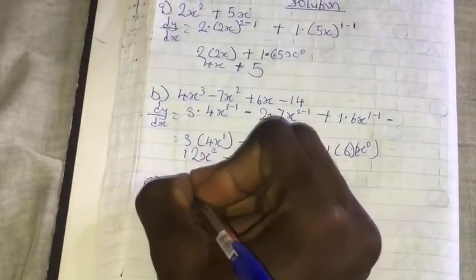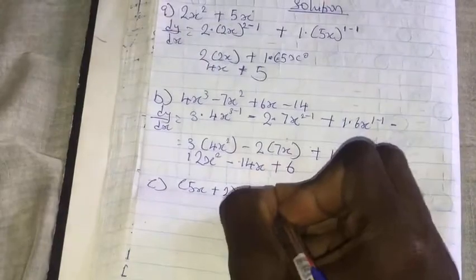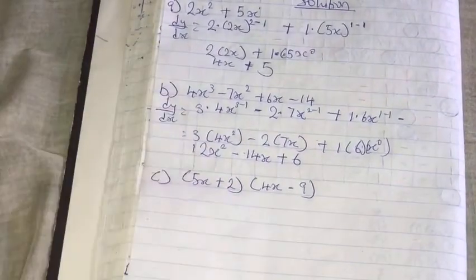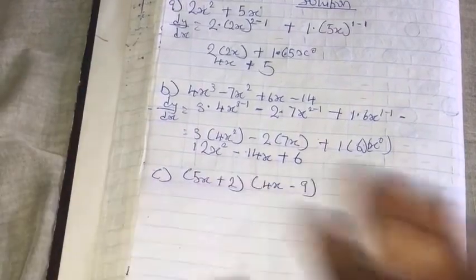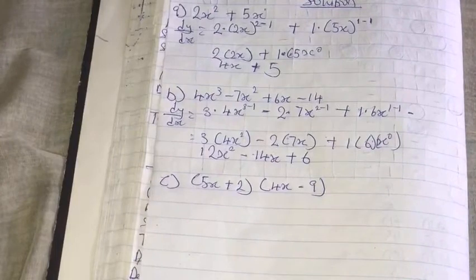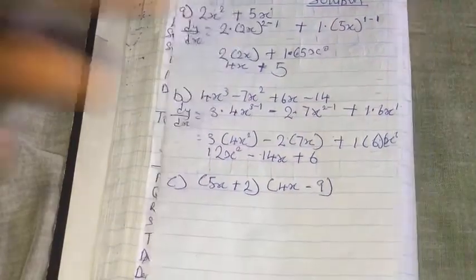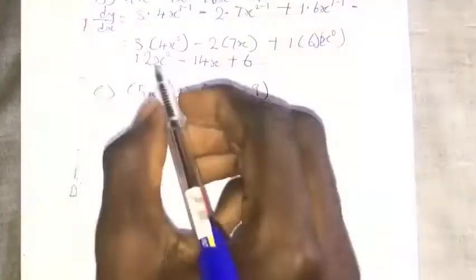Question 6 is 5x plus 2 in bracket times 4x minus 9 in bracket. There are two ways to solve this. You can multiply and expand, then differentiate, or you use the product rule to solve it. Remember, it is in brackets, so I will solve it using both methods. Let me first start by expanding before differentiating. Expand. This will be what?